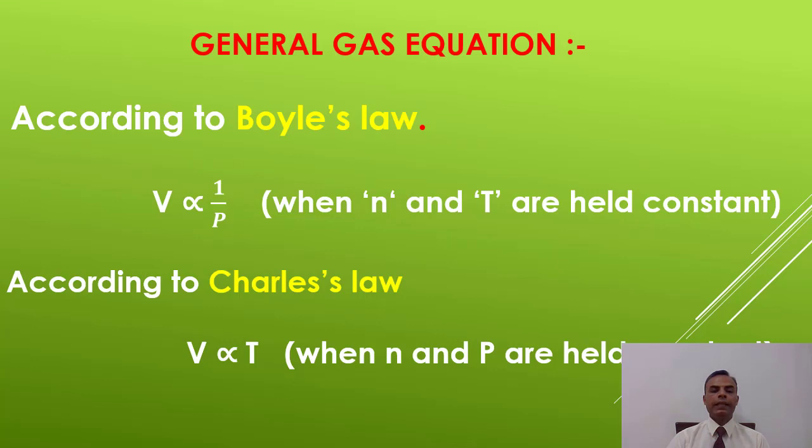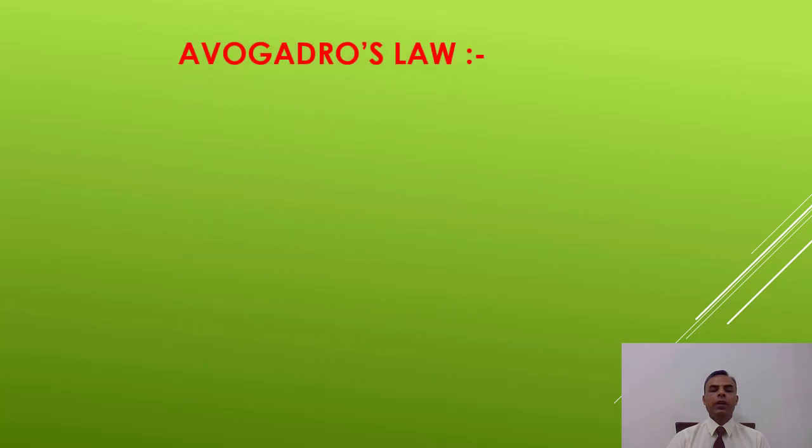Third one is called Avogadro's law. According to this law, the volume of a given mass of a gas is directly proportional to the number of moles of the gas. Second definition: equal volumes of gases contain equal number of molecules at STP. If we have 1 mole of gas, then it contains Avogadro's number of particles and its volume is also fixed, that is 22.414 decimeter cube.